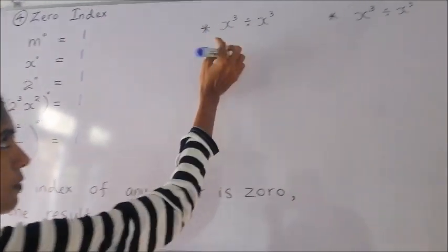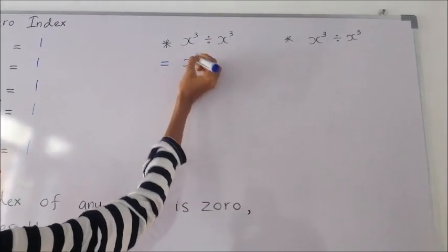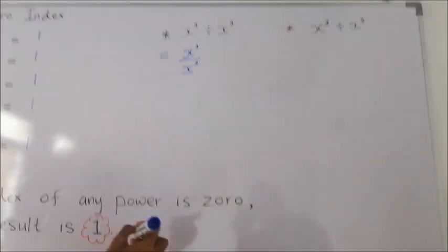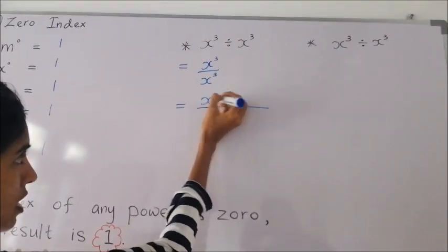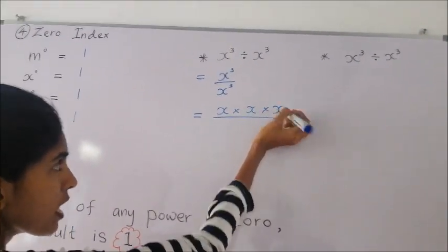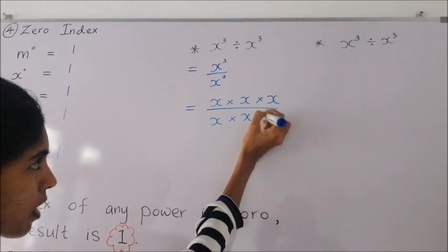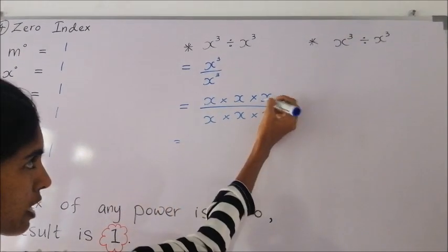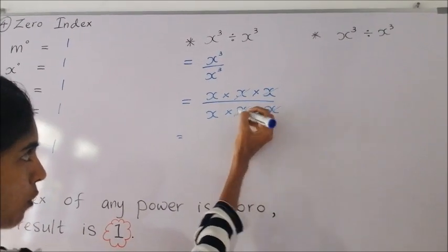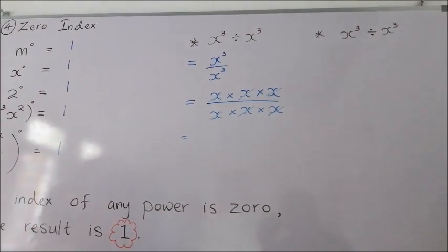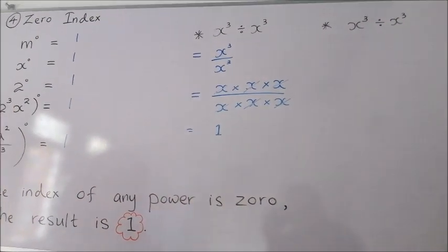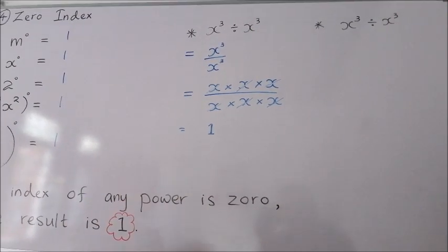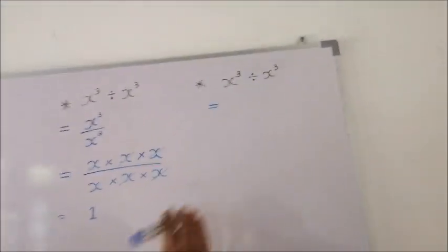See this example, x to the power 3 divided by x to the power 3. I am solving this using one method, the expanded method. x to the power 3 can be written as x into x into x. Down, we can expand x to the power 3 as well. Now we can cancel out x to x, up x to down x, up x to down x. What will remain? 1. They are cancelling out. 1 is the result.